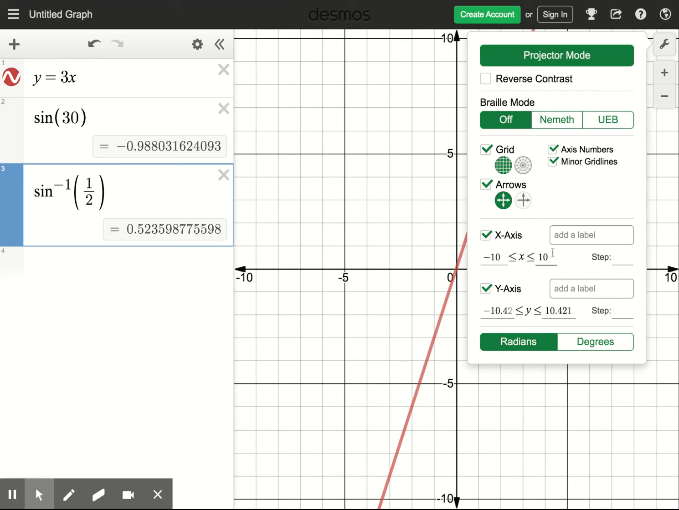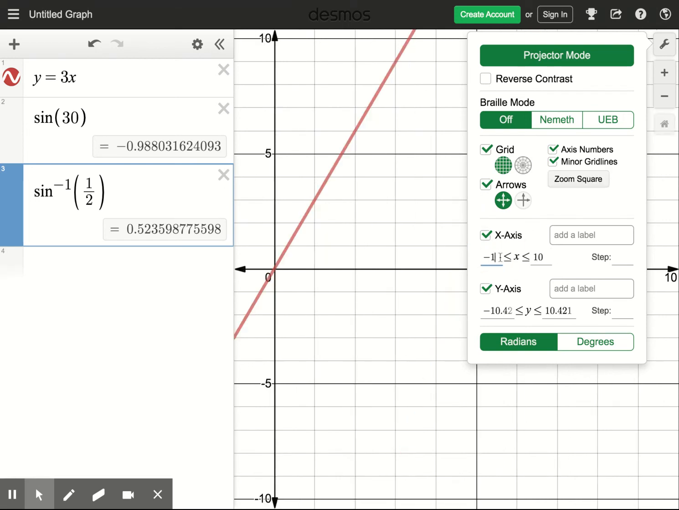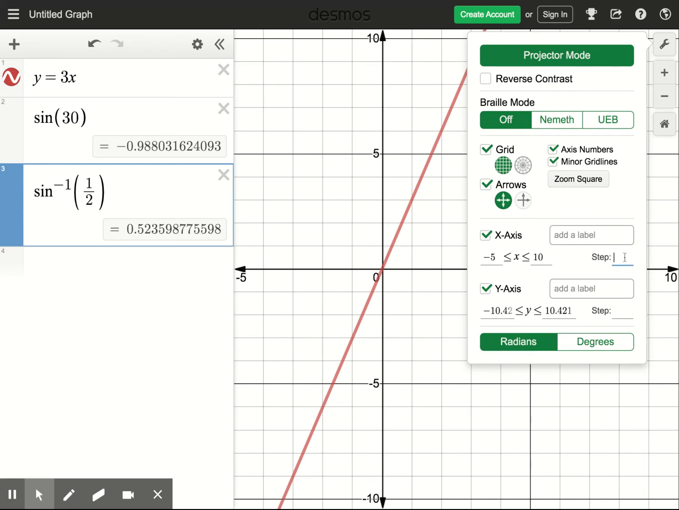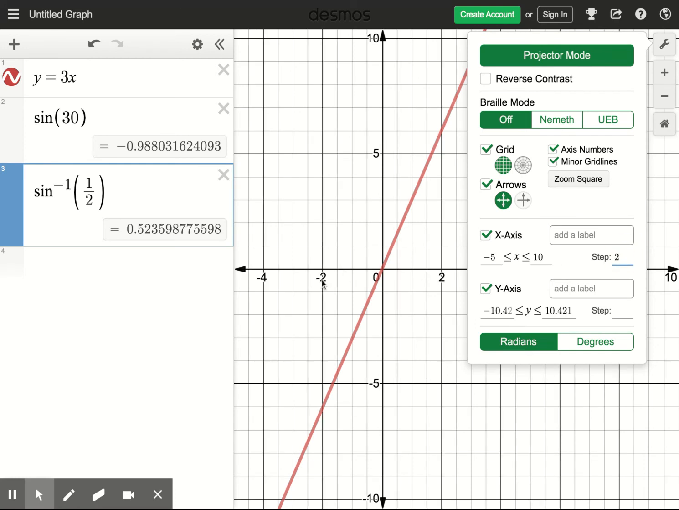If you want to change the width, you can make this go from -5 to 10 if you want. Step is what scale you want labeled. But the big part we're going to look at is radians and degrees down here. Right now, radians is highlighted, so this is all in radians. And degrees is what we want.